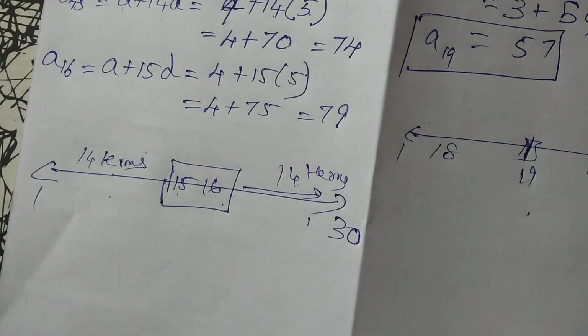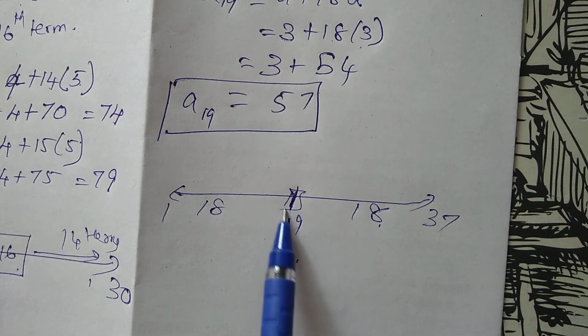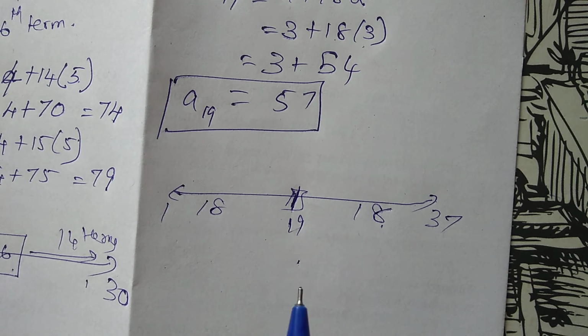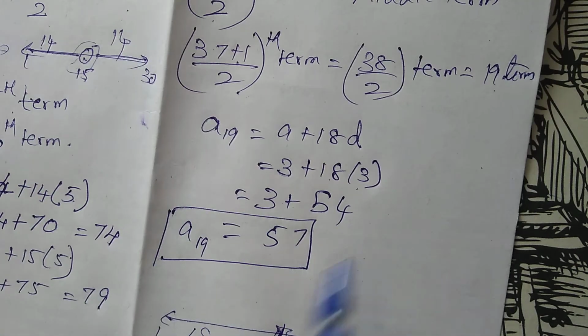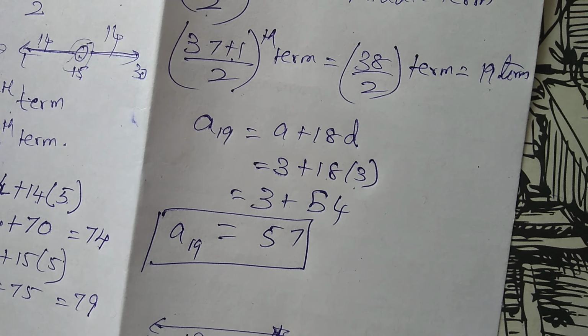So 2 is an even number. When you have an even number of terms, the middle terms are also 2. When you have an odd number of terms, the middle term is only 1. 1 is also odd. Like that. Even means 2, odd means 1. So remember like that and do this. So now we have done simple problems of this.